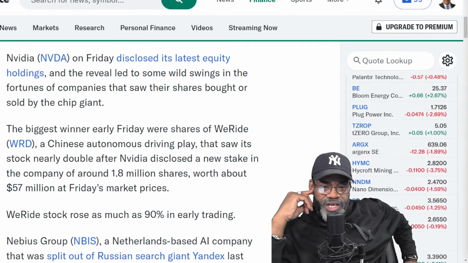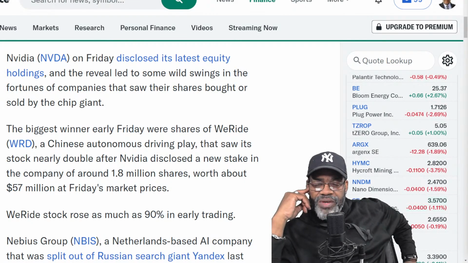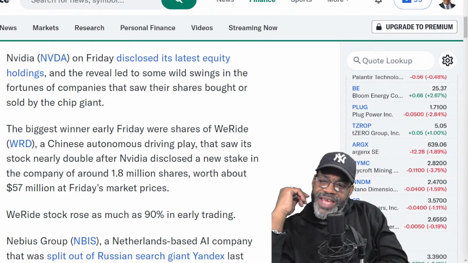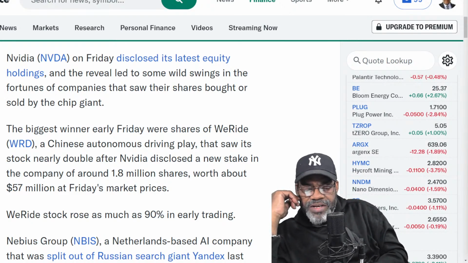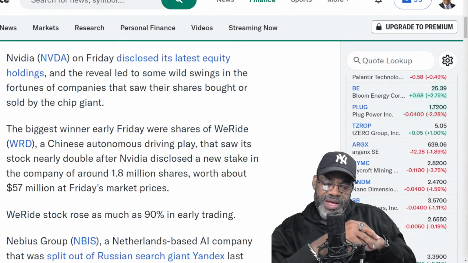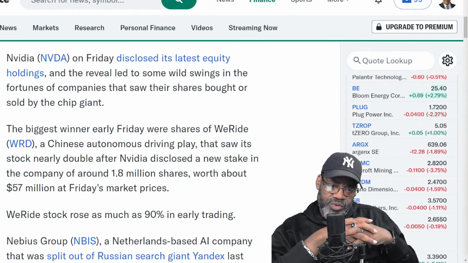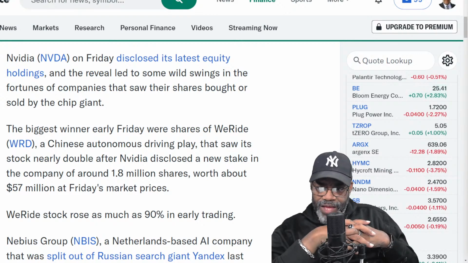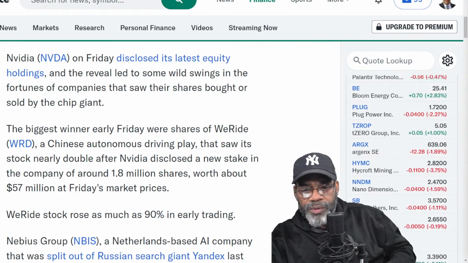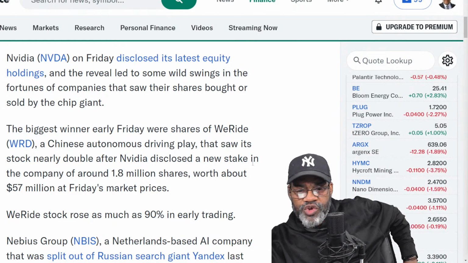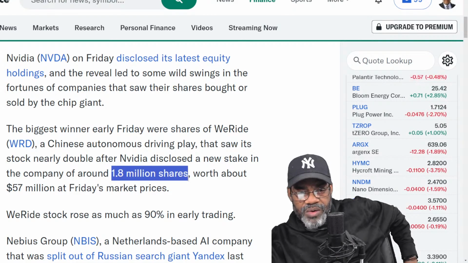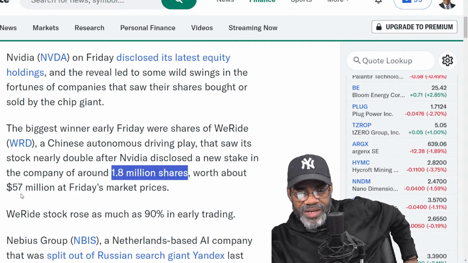WeRide, WRD, a Chinese autonomous driving play. So we saw that Baidu came out and they're really pushing towards having FSD, full self-driving. China, it seems like they're ahead of the game when it comes to that as compared to Tesla. It saw its stock nearly double after NVIDIA disclosed a new stake in the company, about 1.8 million shares, worth about $57 million. All right?